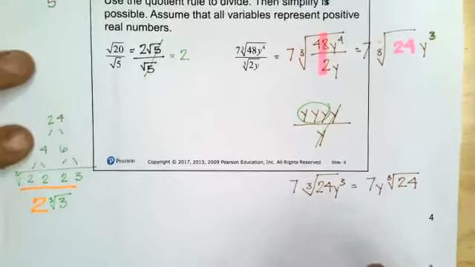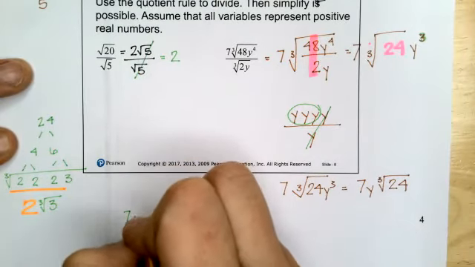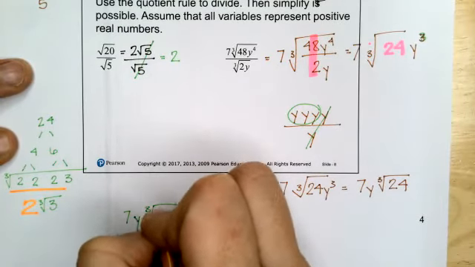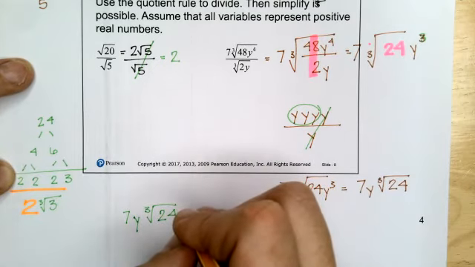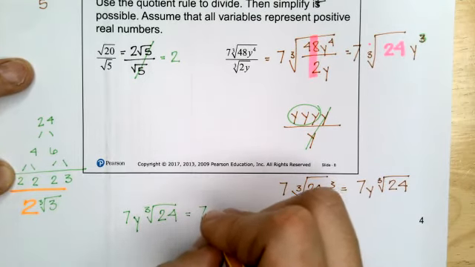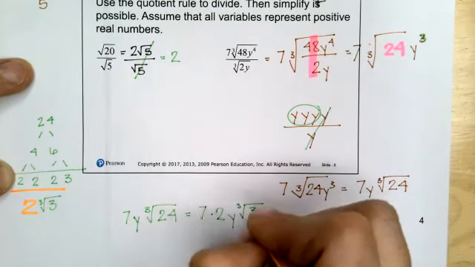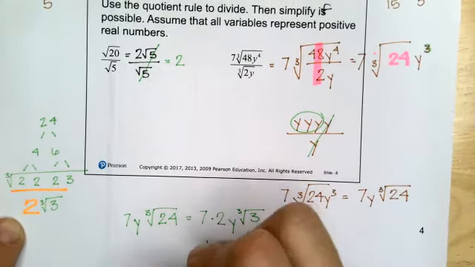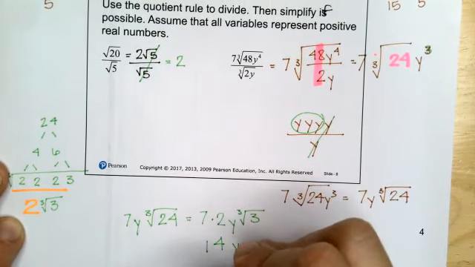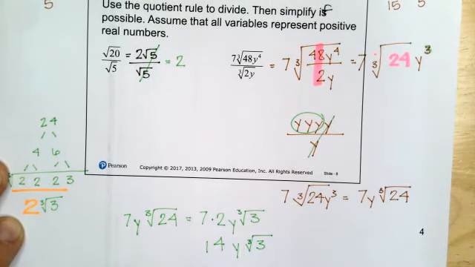So 7y cubed root 24 becomes 7 times 2y cubed root 3. That 2 is multiplied with the 7. 7 times 2 is 14, so it becomes 14y. And that 3 is not with the y, the 3 is with the cubed root.